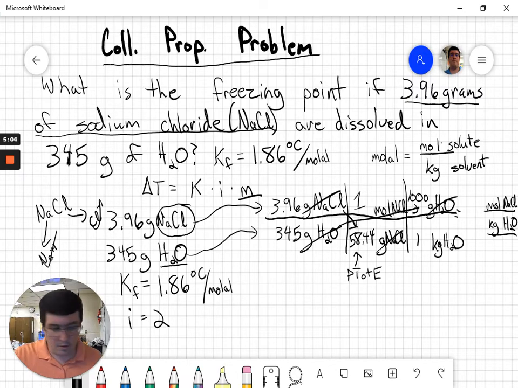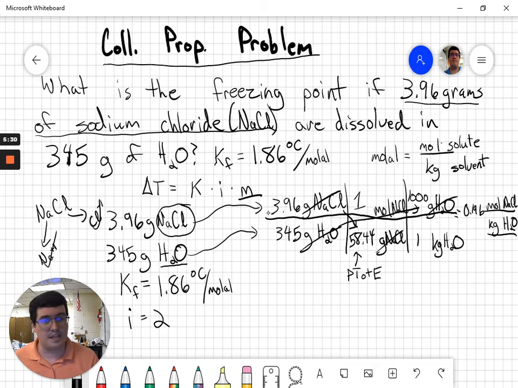When you plug this number into your calculator, you get 3.96 divided by 345 divided by 58.44. Oh, I forgot to multiply by 1,000. You can do that at any point. And there we go. I get 0.196. I'm going to leave that in my calculator because I'm going to take that and plug it into that delta T equation.